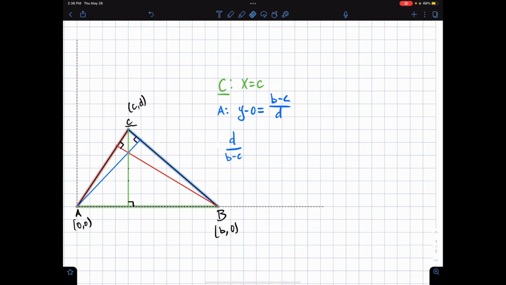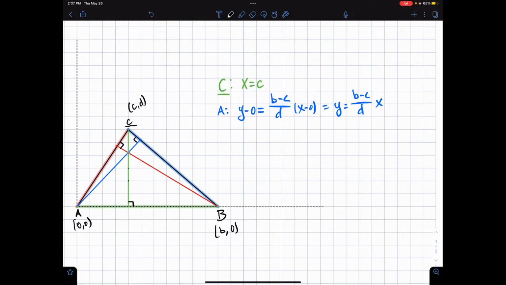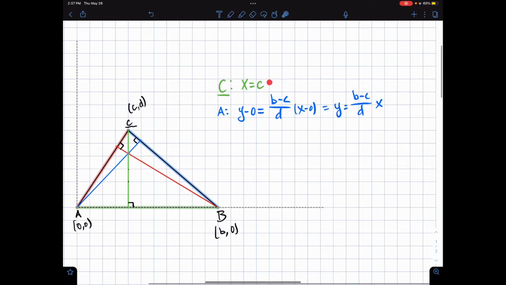Great. And then that passes through the point x minus 0. So we see that the equation is simply y equals b minus c over d times x. Okay, so now we want to find the point where these two lines intersect, and we can do that just by plugging in x equals c from this equation into this equation right here.